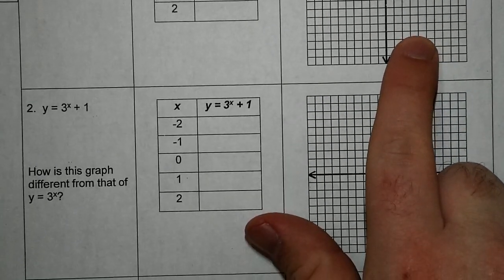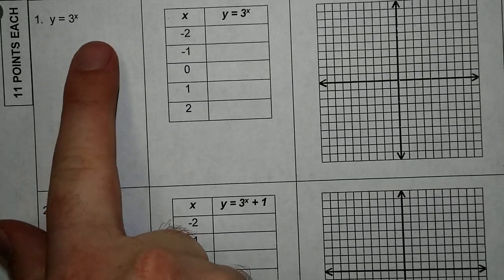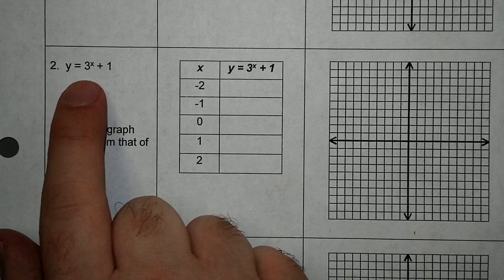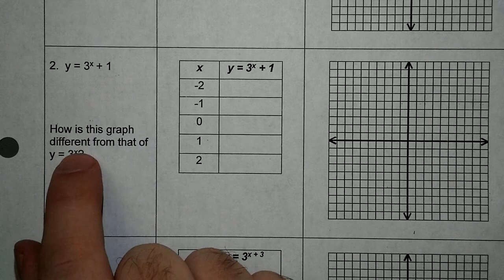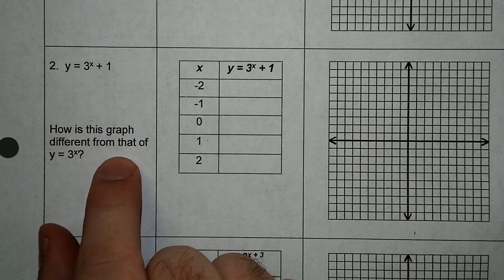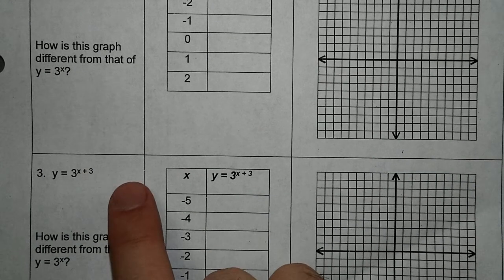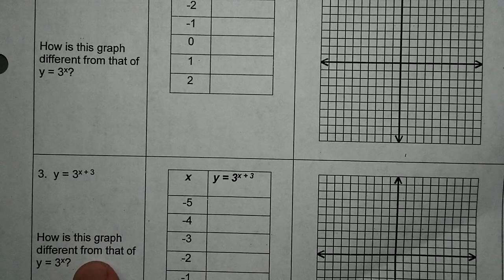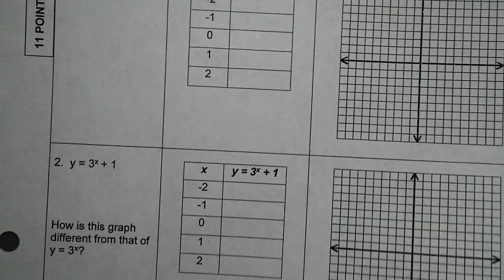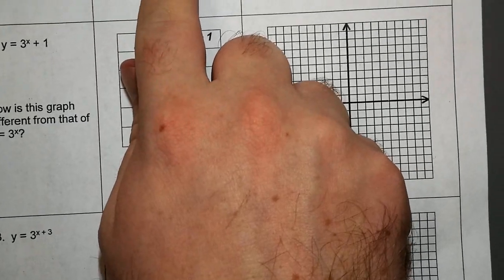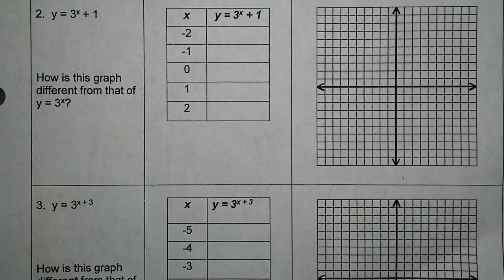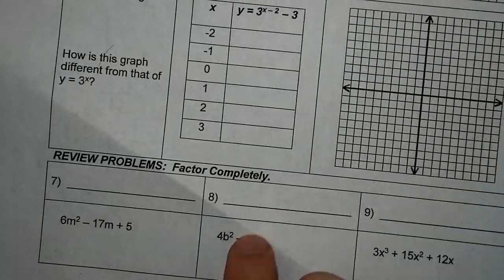And then under each of these, it's going to start out with 3 to the x, and then each time you're going to compare the graph to 3 to the x. So the next one is 3 to the x plus 1, and it says, how is this graph different than 3 to the x? Then we've got 3 to the x plus 3, where x plus 3 is both in the exponent. How is this different than the graph of 3 to the x? So each time you get the table, you graph it, and then you've got to go back and describe how it's different. Just like what we did in the notes, there's 6 problems I want you to do.